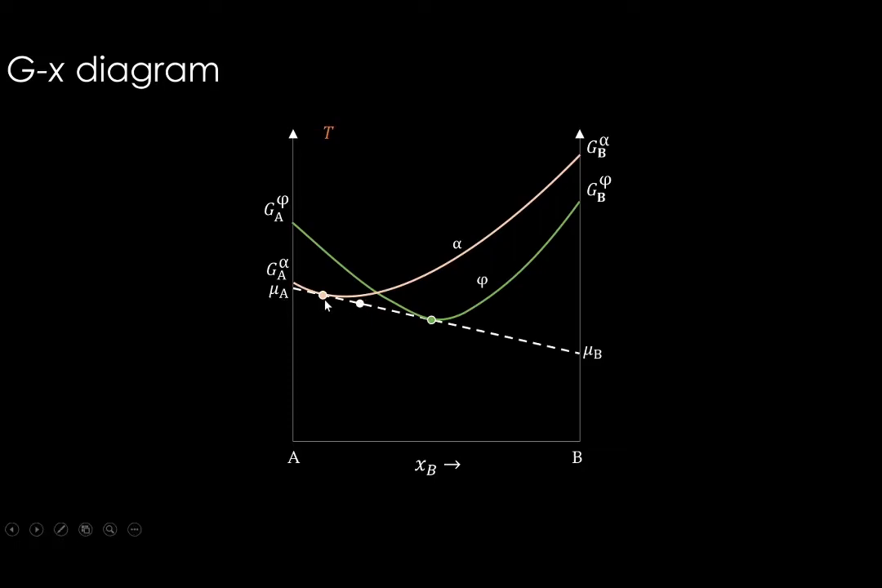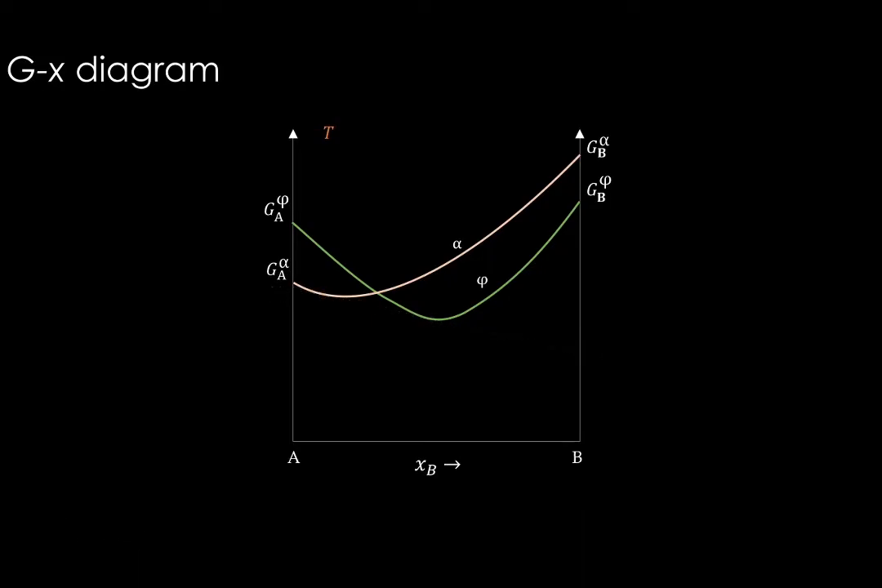We know that when two phases are in equilibrium, the chemical potential of A should be the same in all the phases, right? So if mu A is labeled here, it means it is mu A of alpha and mu A of phi as well. So there is only one mu A we need to bother about. Similarly, one mu B.